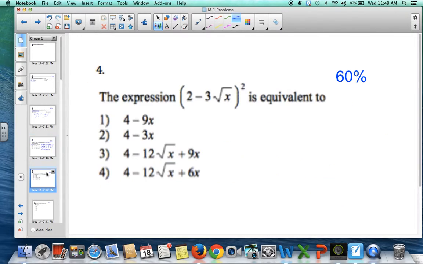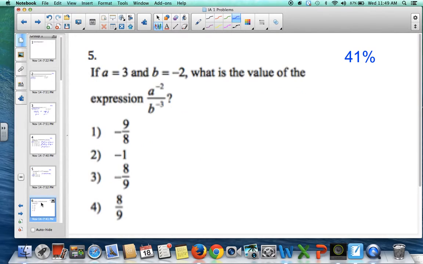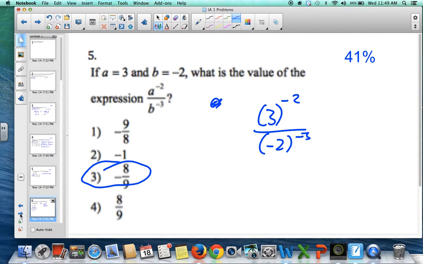I'm going to go a little quicker through the rest of these because we did this. When we multiplied that, we have to FOIL 2 minus 3 squared of x times 2 minus 3 squared of x. You should be able to do the work and get this as your answer, number 3. Next problem here. This one is easily done on a calculator, but even if you don't have a calculator, basically a is 3, so it's going to be 3 to the negative 2 power. I would use parentheses here if I'm going to use a calculator. And then we're going to say negative 2 to the negative 3 power. I'm not going to go through that. We did that enough. That's the answer there, number 3.